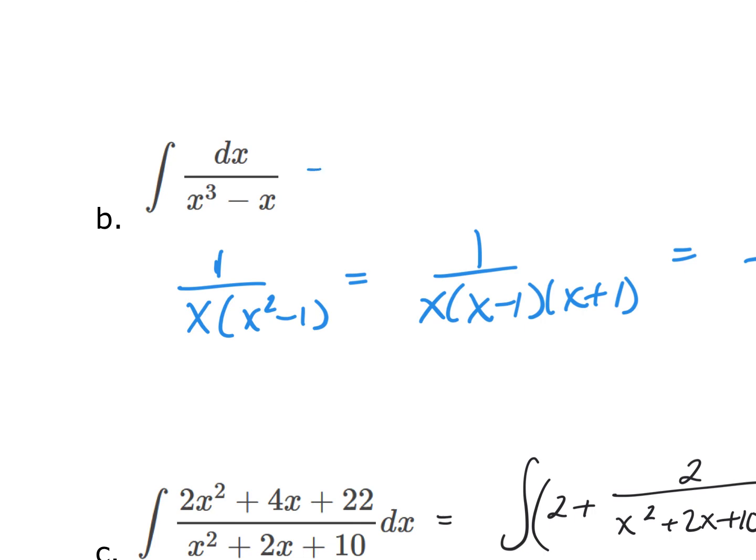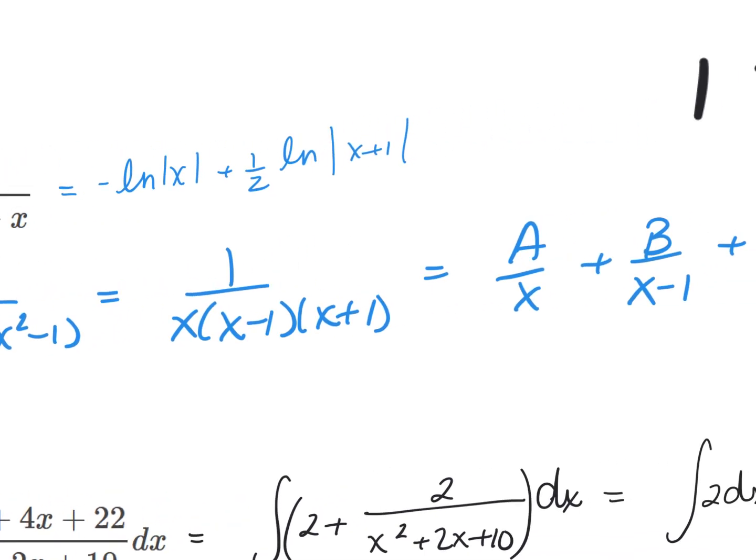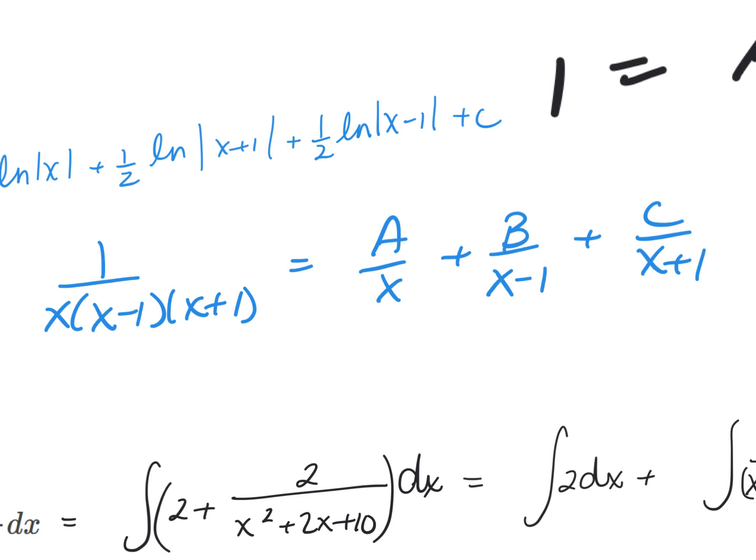When you get done with B, this is equal to negative natural log of the absolute value of x, plus 1/2 the natural log of the absolute value of x plus 1, and then plus 1/2 the natural log of the absolute value of x minus 1, and then plus c. Now notice that I have the natural log of x. There's one of my denominators, the natural log of x plus 1. Let me move this over. You can see there's another denominator right here, and then the natural log of the absolute value of x minus 1, and there's my third denominator.